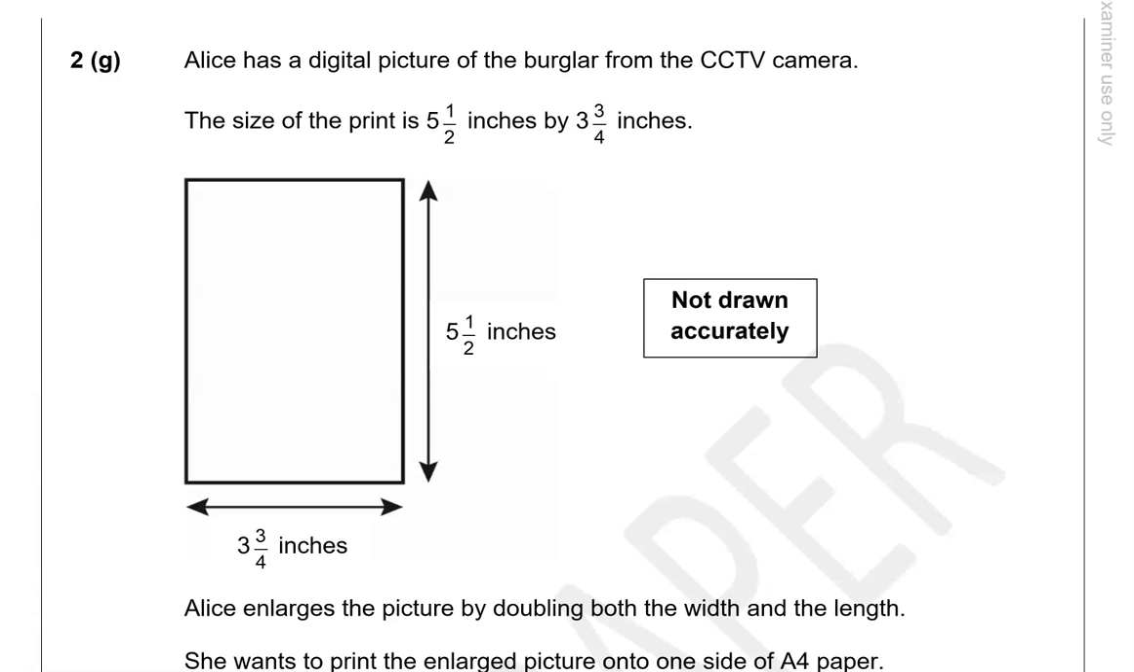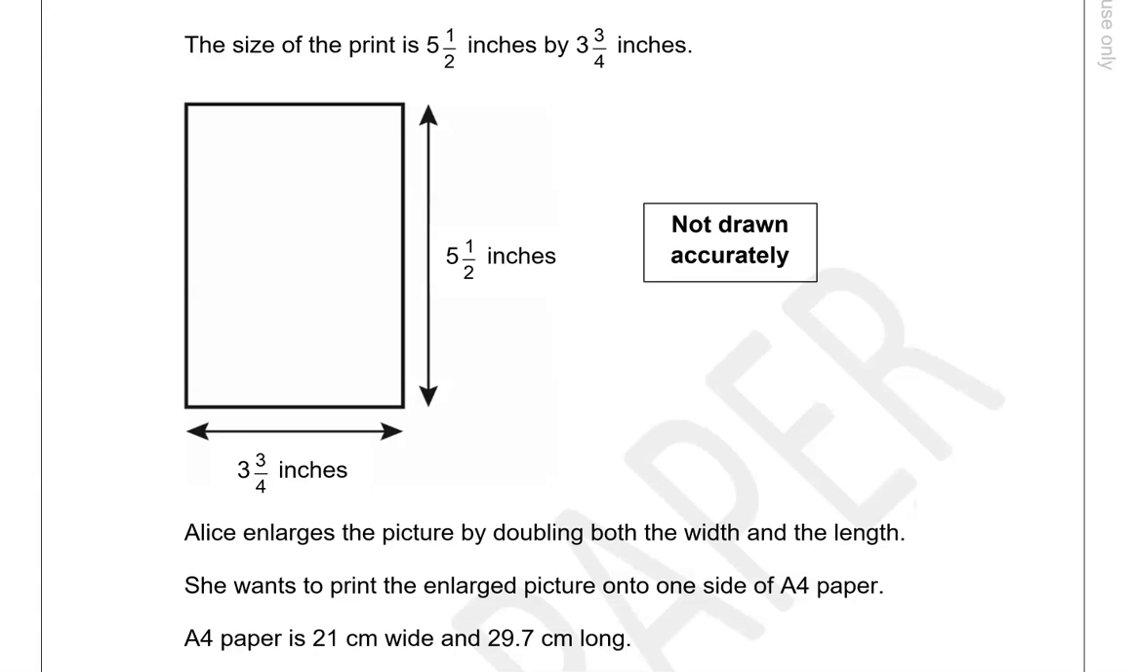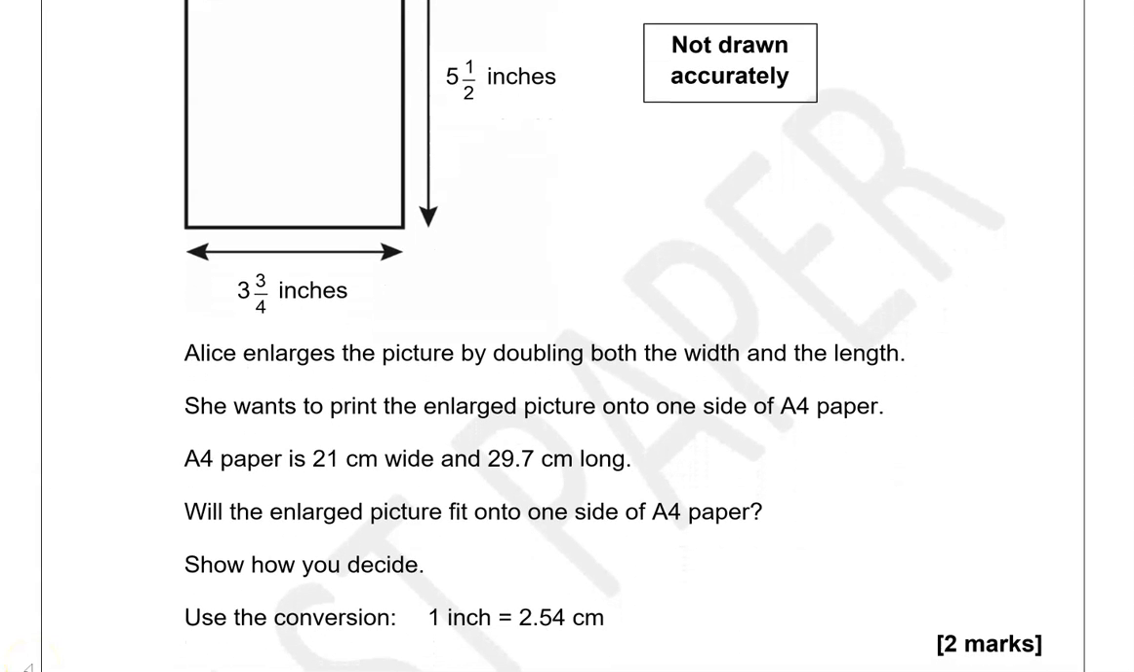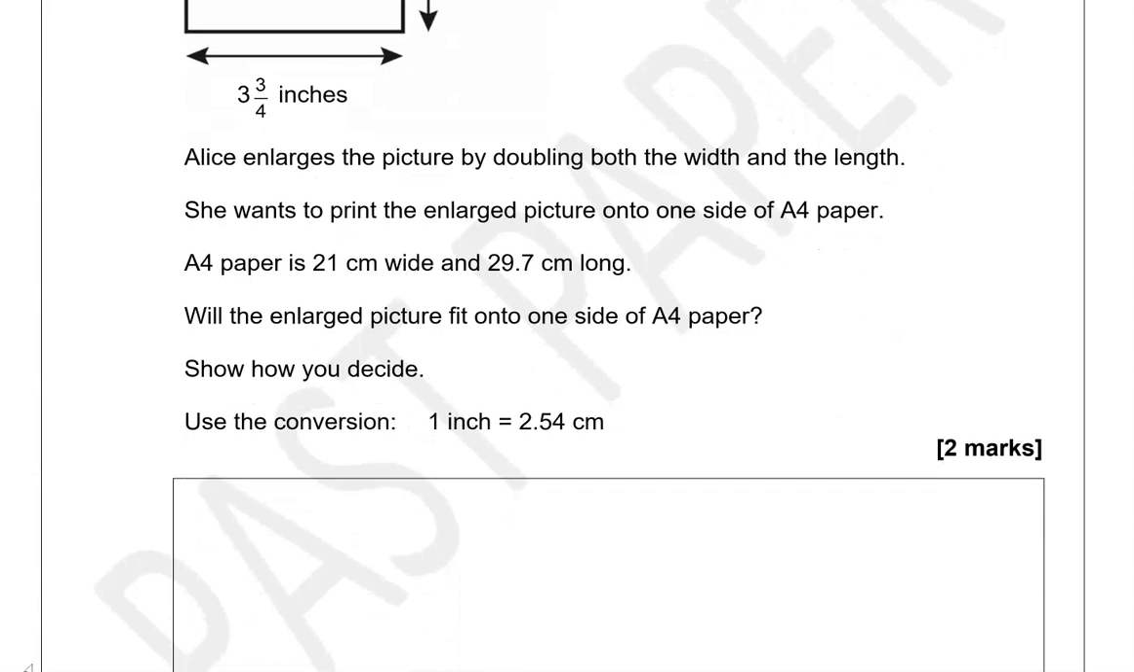Alice has a digital picture of the burglar from the CCTV camera. The size of the print is 5.5 inches by 3 3/4 inches. Alice enlarges the picture by doubling both the width and the length. She wants to print the enlarged picture into one side of A4 paper. A4 paper is 21 centimeters wide and 29.7 centimeters long. Will the enlarged picture fit into the one side of A4 paper? Show how you decide. Use the conversion 1 inch equals 2.54 centimeters.